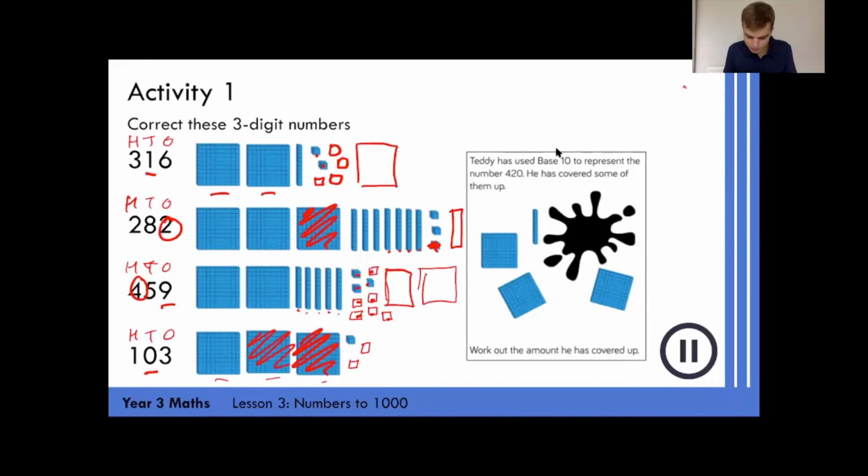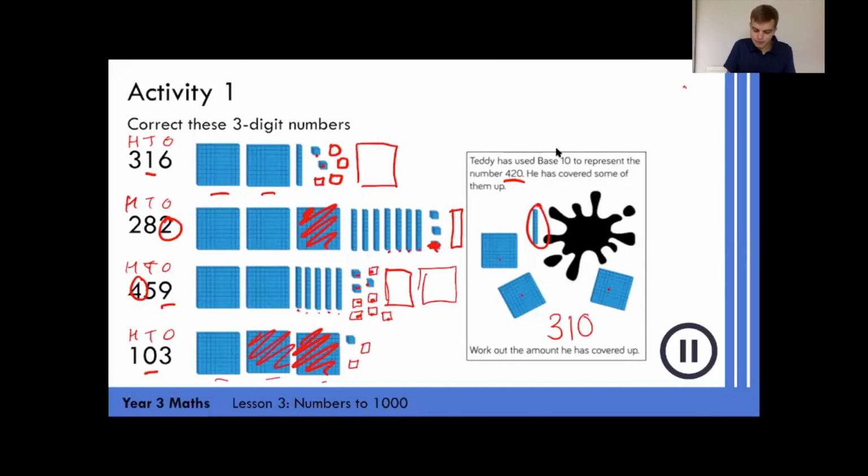Let's have a look at Teddy's problem then, because he'd made 420, hadn't he? But some of them been covered up by that black splat. So let's work out what number he had made already. So he's already made 100, 200, 300s. He's got how many tens? He's got 1 ten, and he's got no ones. So he's made the number, what we can see, he's made 310, hasn't he? But he says here he's made the number 420.